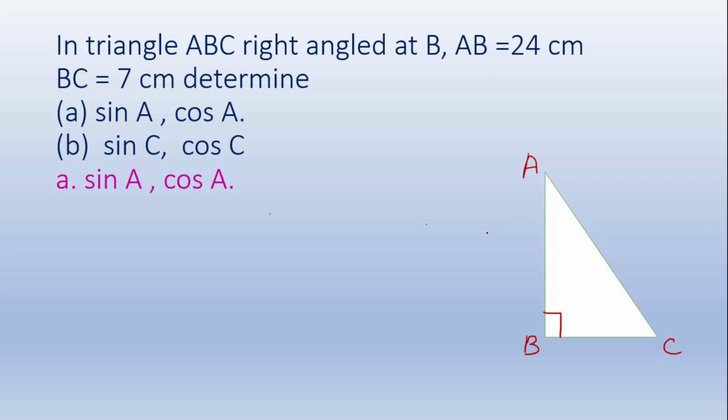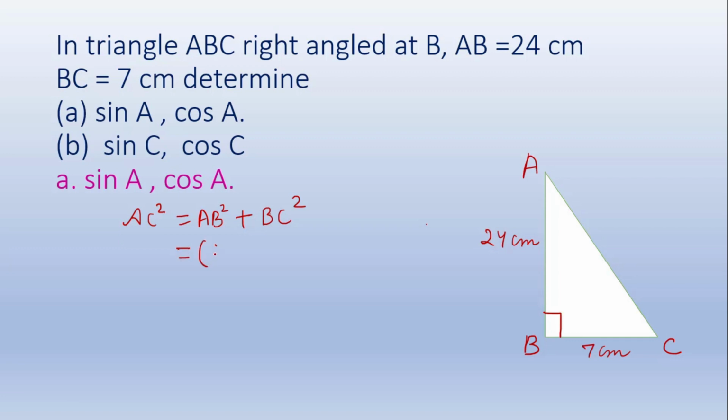Now it is given in the question that AB is 24 cm, so this is 24 cm. BC is given as 7 cm, so this is 7 cm. Here AC is not given, so our first step will be to find out AC. So AC square is equal to AB square plus BC square. That is the Pythagoras theorem. So from here we will find out our AC.